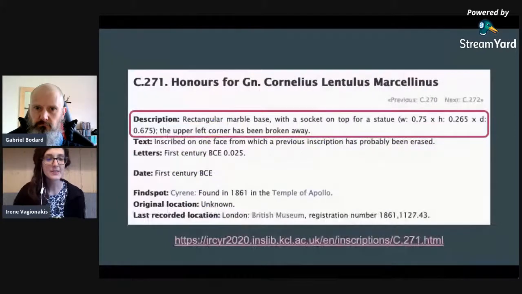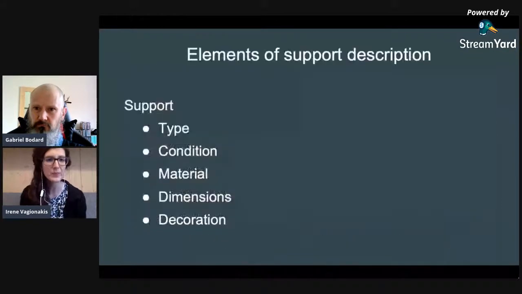And this is the corresponding part in a traditional edition. So we have a description, usually, of the support, which could be displayed in a paragraph or in a more schematic way, inside which we usually include the type of the support, its condition, so if it's entirely preserved or partly preserved or fragmentary, and so on. And usually we include also the material of the support, its dimensions, and if present, some decoration features that it may have.